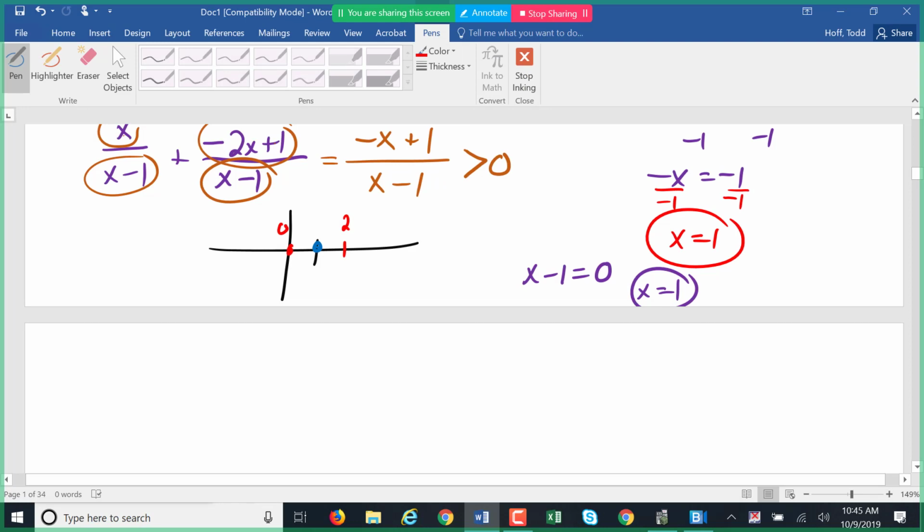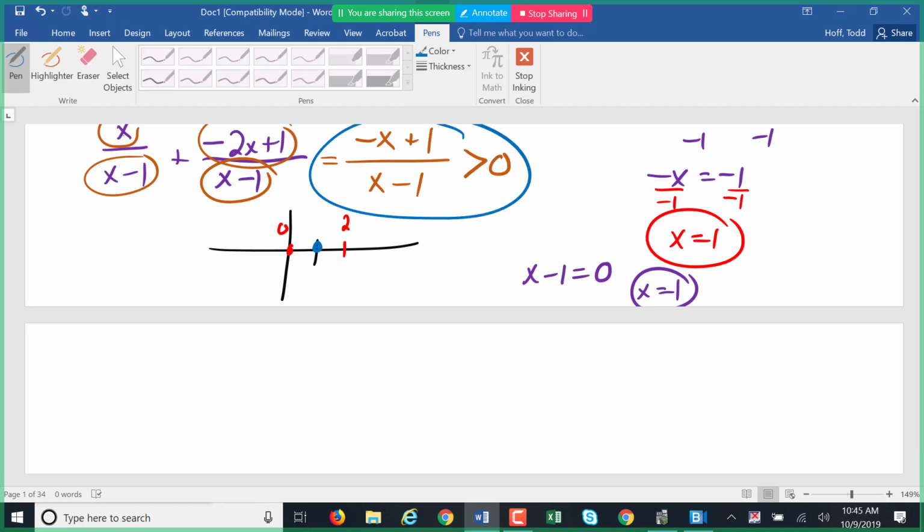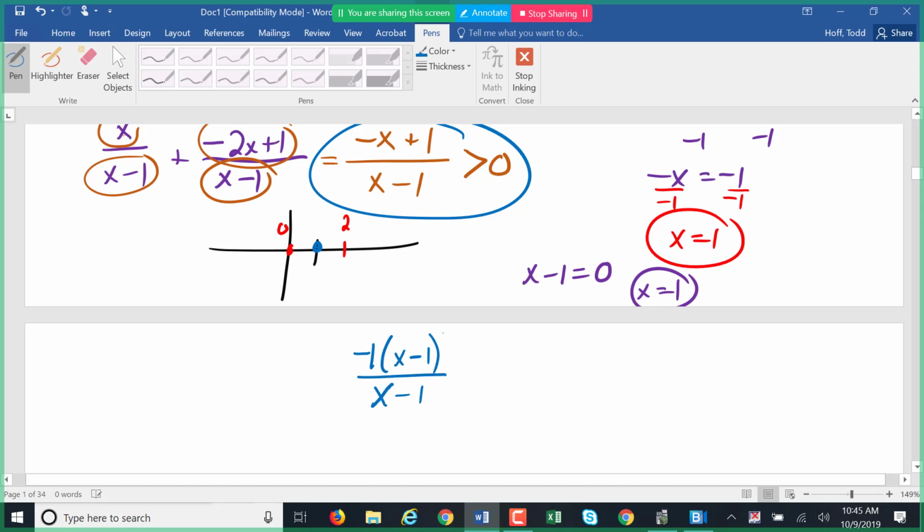Realistically, why is that so? If I take what I got here, when I simplified this, that negative x plus 1 over x minus 1, negative x plus 1 can be thought of as a negative 1 times x minus 1 over x minus 1. You can see the x minus 1's factor out. This is just negative 1 greater than 0. That's never true.